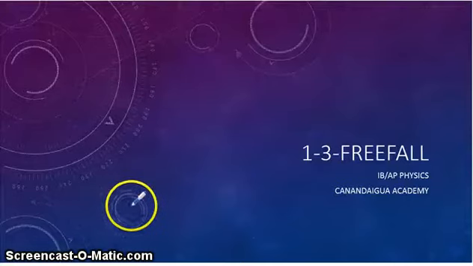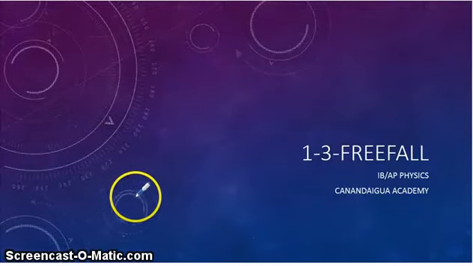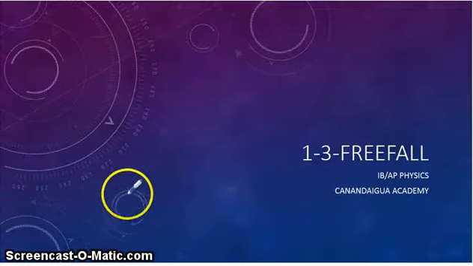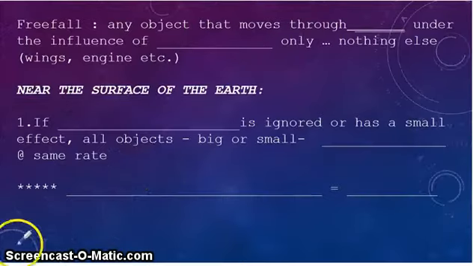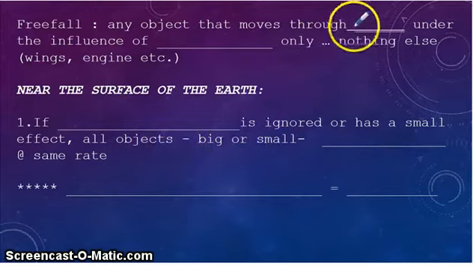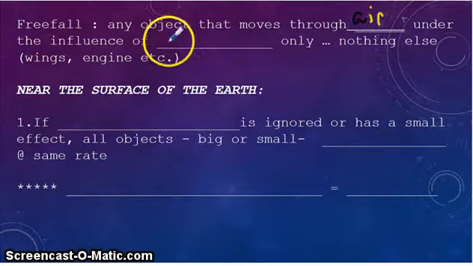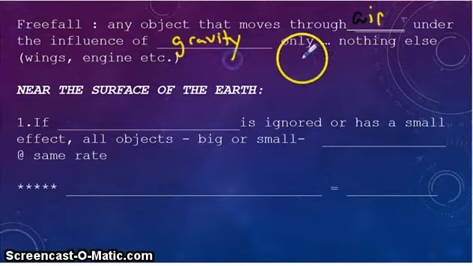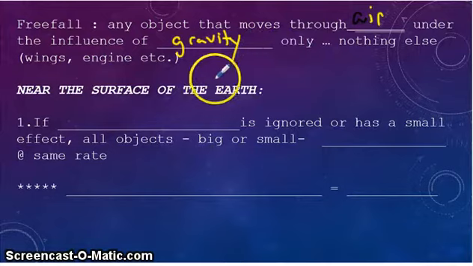Okay, so today's lesson is going to be on freefall, which, as we're going to find out, is just a special type of uniform accelerated motion. So let's first define freefall. It's any object that moves through the air under the influence of gravity. Okay, only, so nothing else. So no wings, no engine, etc.